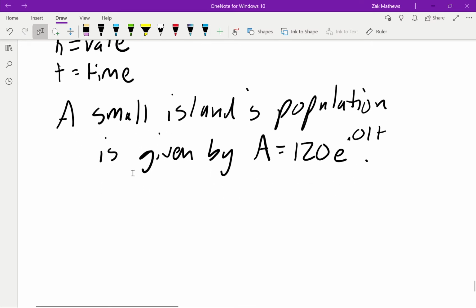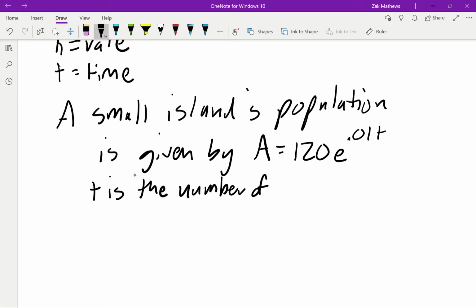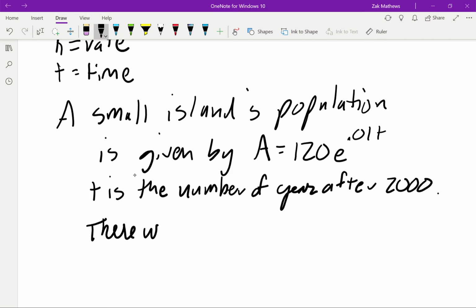So what if I asked you, what was the population at the initial? And I should probably define that. So let's say t is the number of years after 2000. So I need a starting year. It's not just working from some arbitrary year. We need a starting year. So now I know that if I look at that 120, that is equal to the initial starting amount, and we know what year that corresponds to. So there were 120 people in the year 2000.